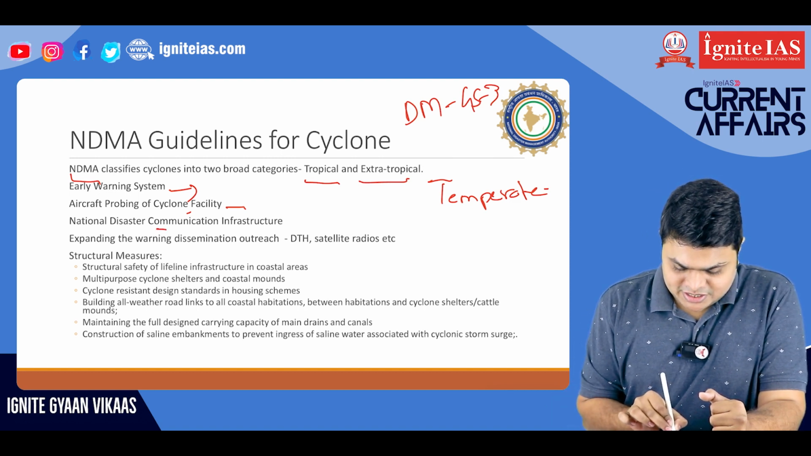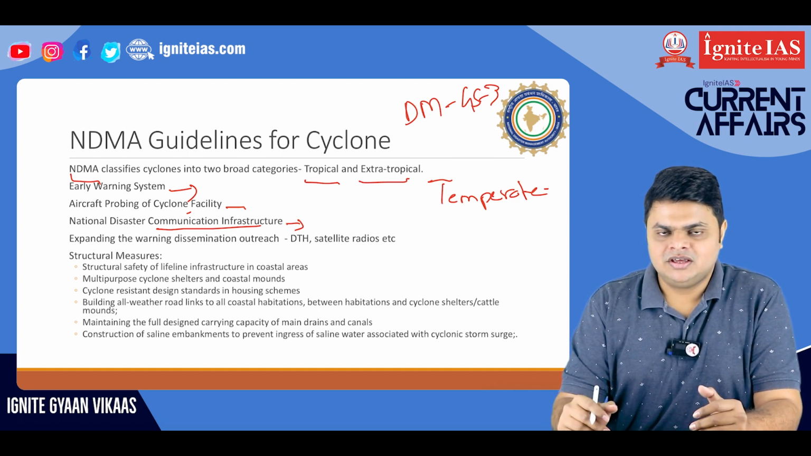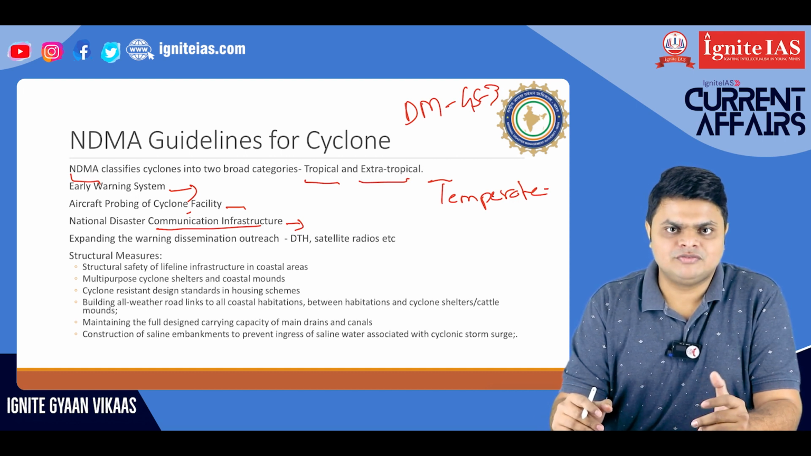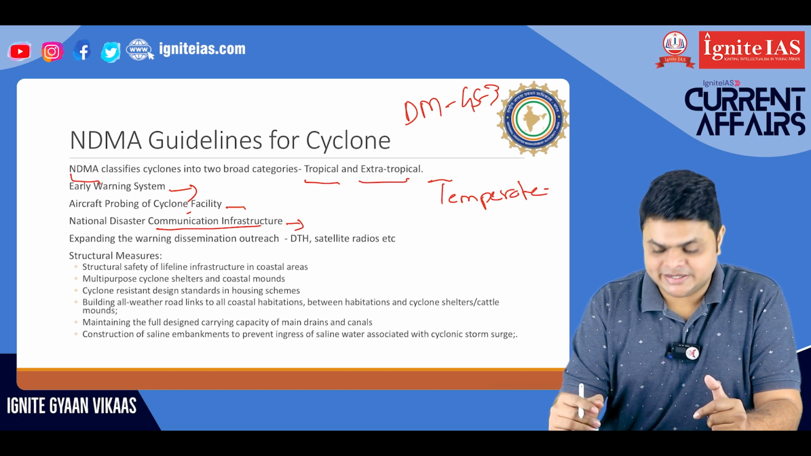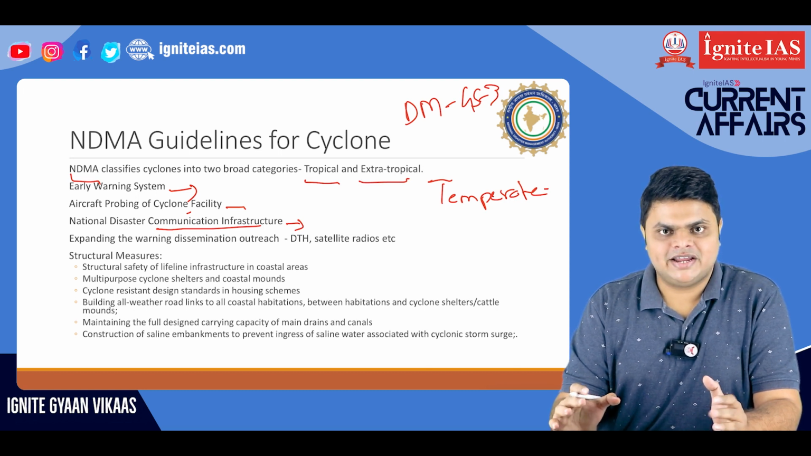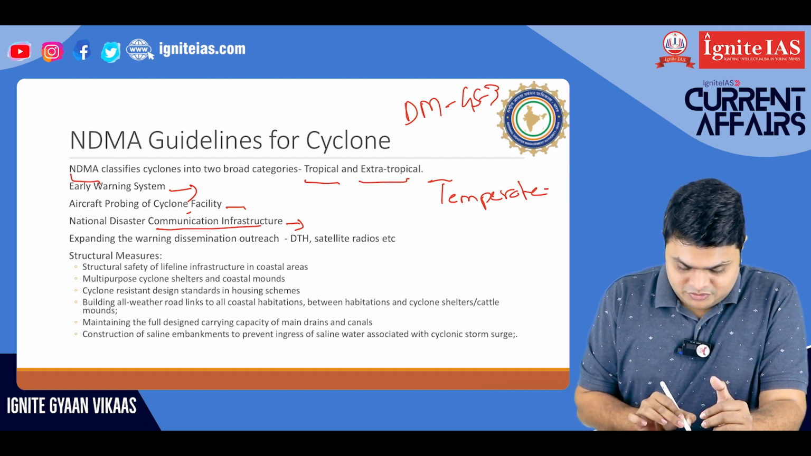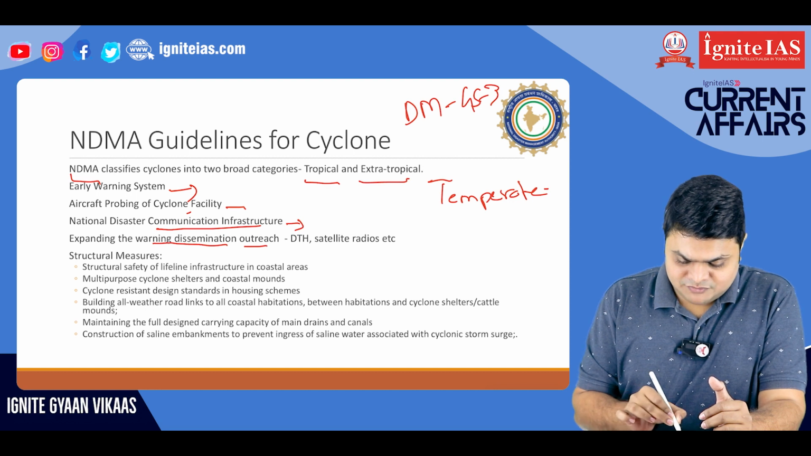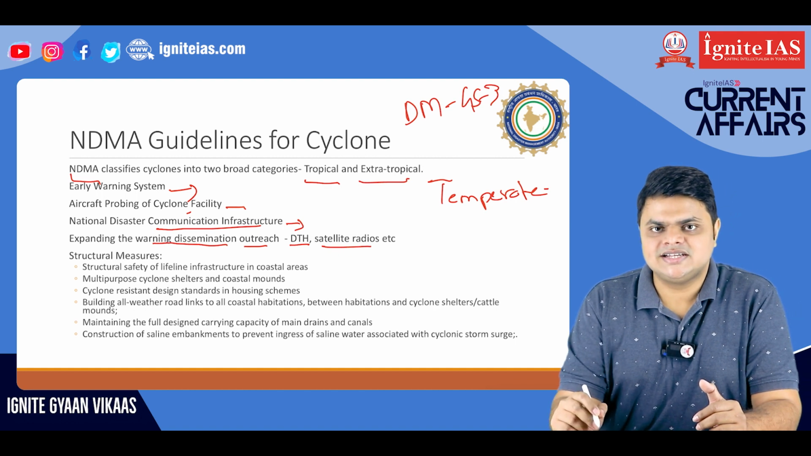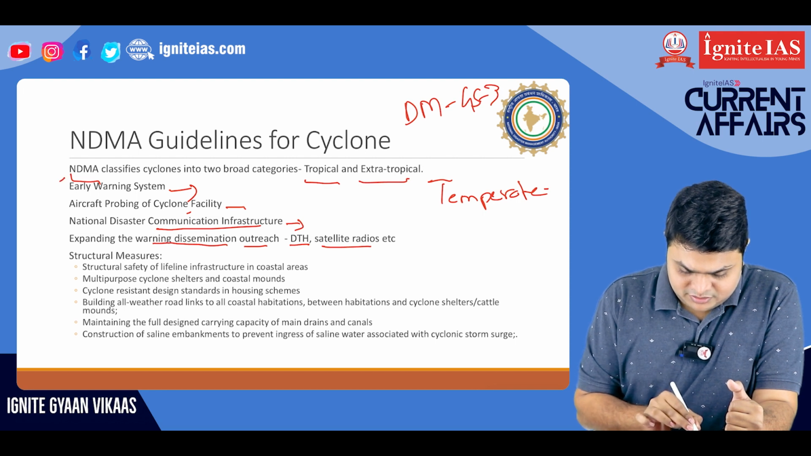And then national disaster communication infrastructure. NDMA guidelines require that communications should be maintained in such a way that they are disaster proof. For example, in cyclone-prone areas, satellite telephones should always be available, because when a cyclone occurs, there are chances that telephone lines will be destroyed. To coordinate disaster management efforts, there should be disaster-proof communication like satellite telephones. Then, expanding the warning dissemination outreach. Warnings should be given through DTH, satellite radios, and various other means, so they reach the general public at the right time. These are some measures given by NDMA.